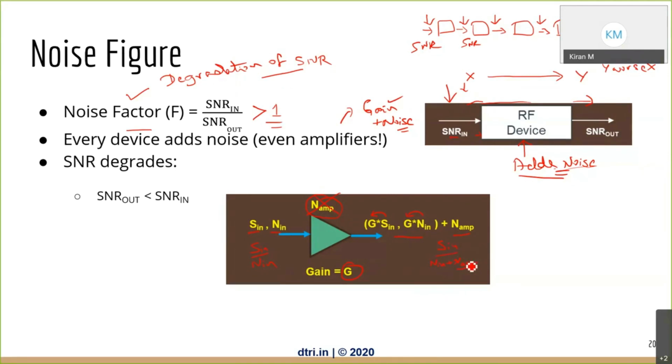So what happens? Your denominator is more. That means this ratio is going to be smaller compared to S in by N in. That's how the SNR degrades.